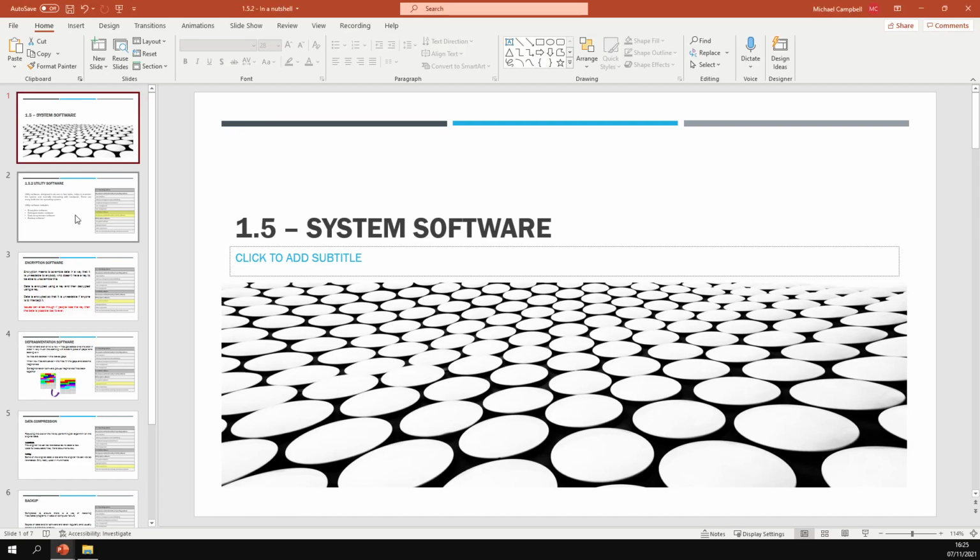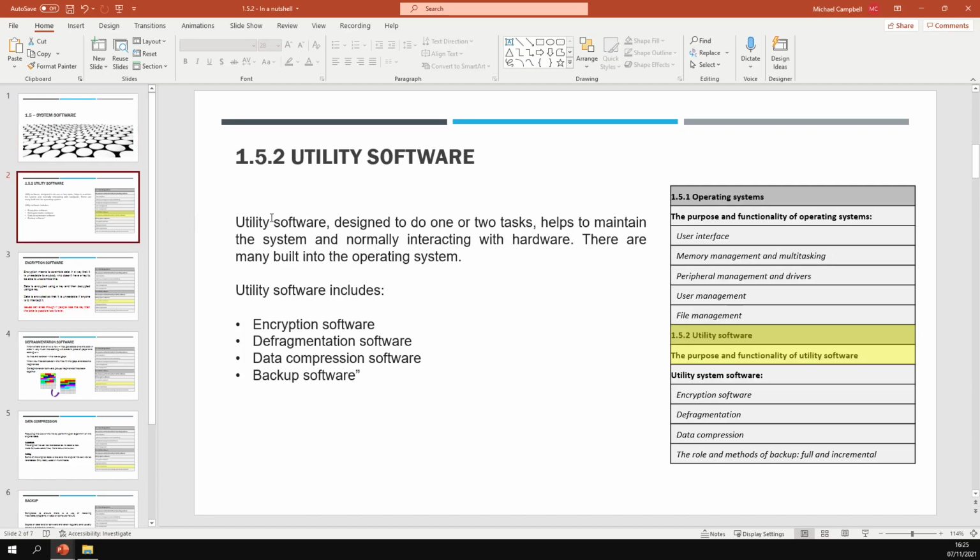So this is 1.5.2 utility software. Utility software is designed to do one or two tasks, helps to maintain the system, normally interacting with the hardware. There are many built into the operating system. And the ones we're going to look at are encryption, defragmentation, data compression, and backup software.